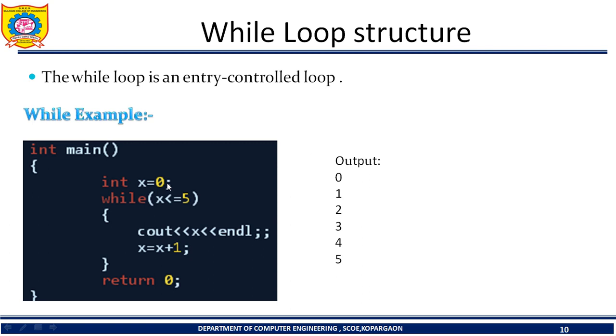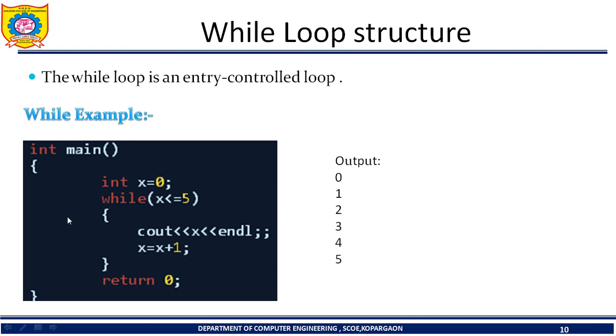Initially x is 0. Obviously 0 is less than equals to 5. We will be inside the loop. We are printing the current value of x. Current value of x is 0, that's why it is printing 0. Again 0 plus 1, the next updated value of x will become 1. While loop is closing here.